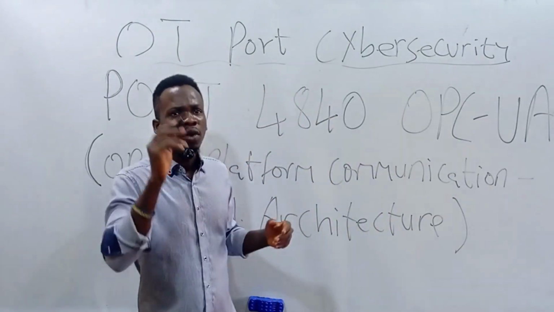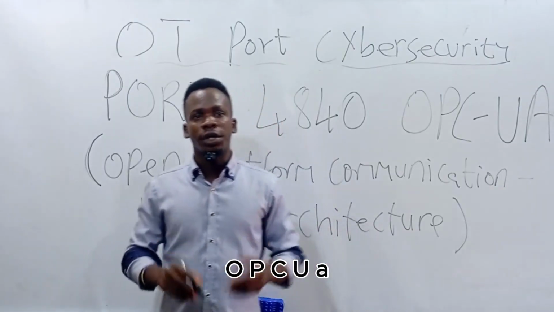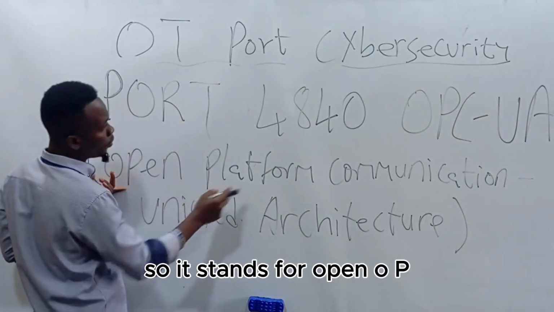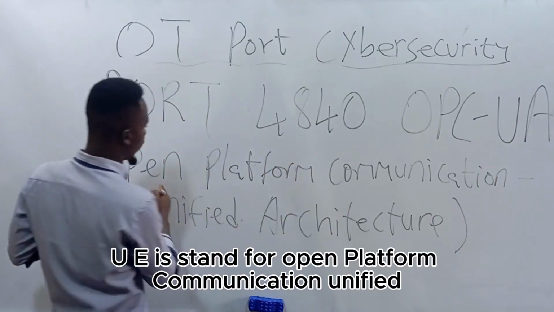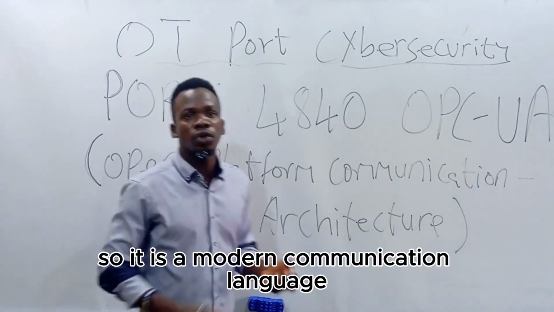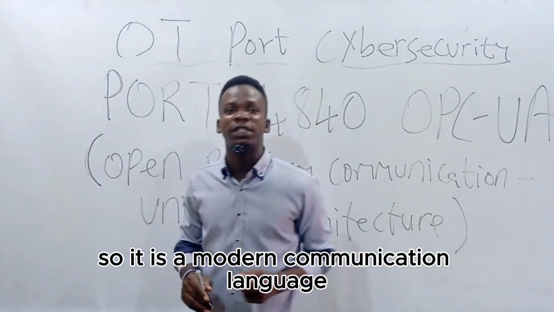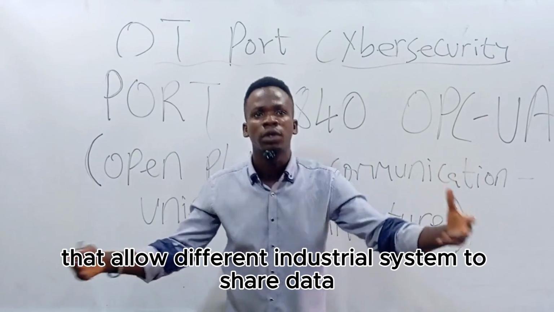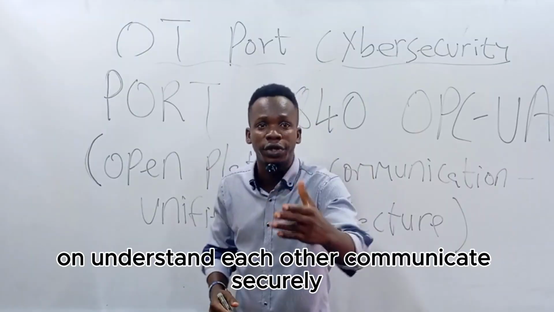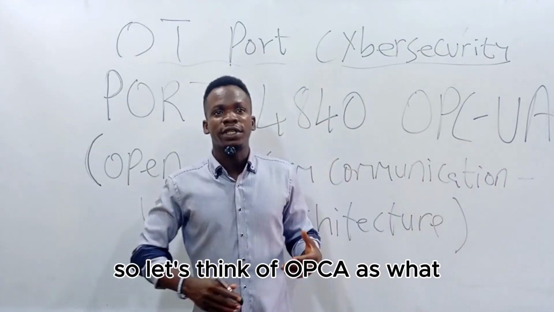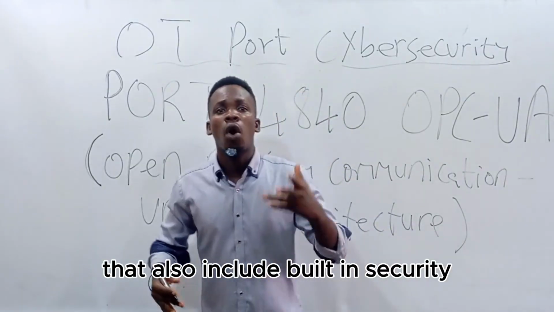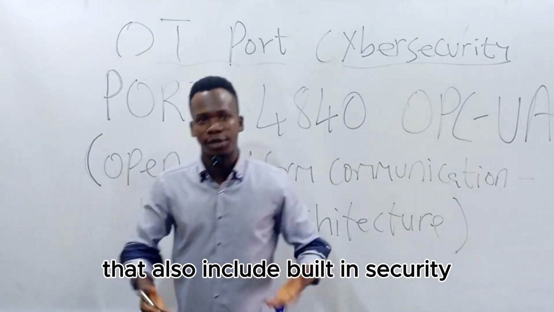What is OPC UA? It stands for Open Platform Communication Unified Architecture. It is a modern communication language that allows different industrial systems to share data, understand each other, and communicate securely. So let's think of OPC UA as a universal translator for industrial machines that also includes built-in security.